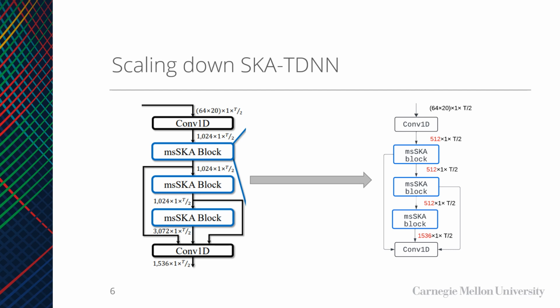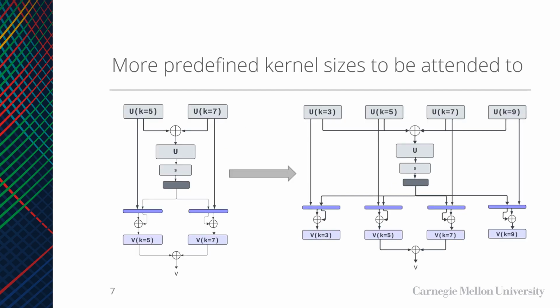So the first thing we do is we take the SKA TDNN, the 1D CNN module, and we scale it down by half. So that's reducing the output channels, which typically in literature is referred to as the dimensionality of the model. Next, we provide more predefined kernel sizes to be attended to. So one smaller, that's 3, and one larger, that's 9.